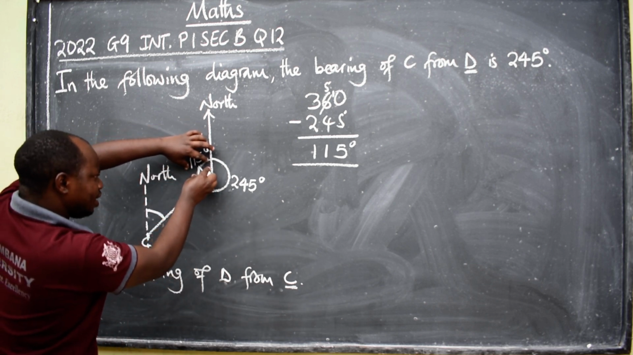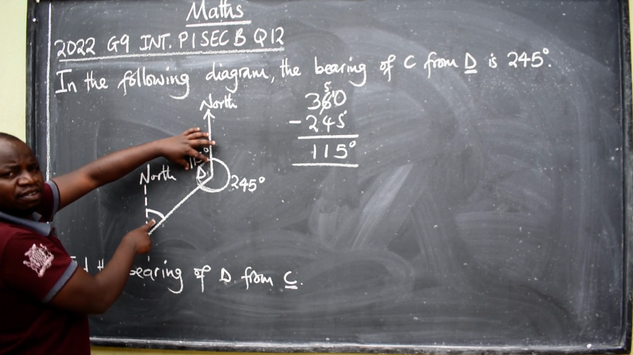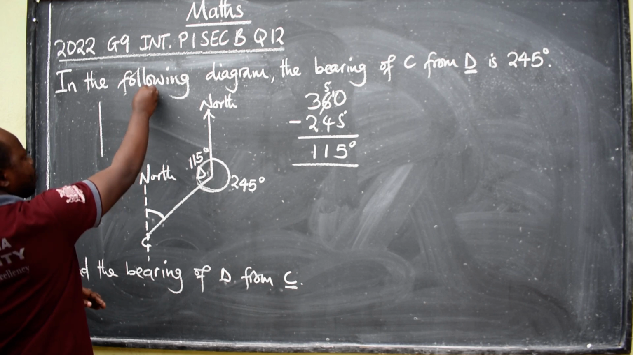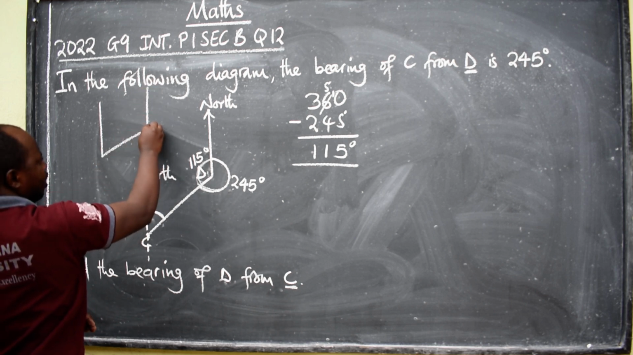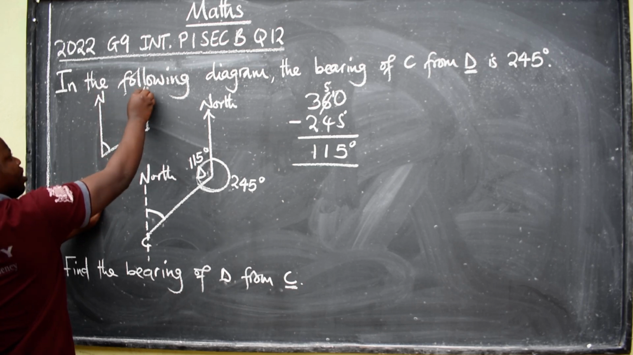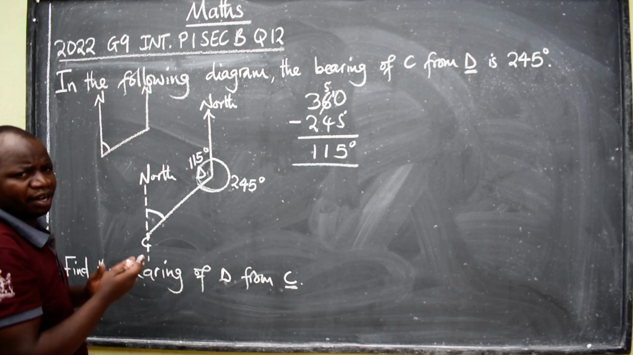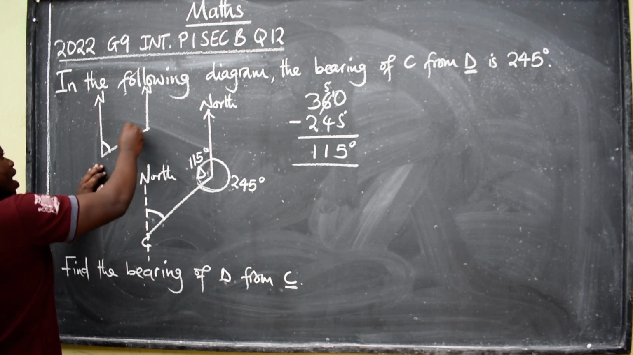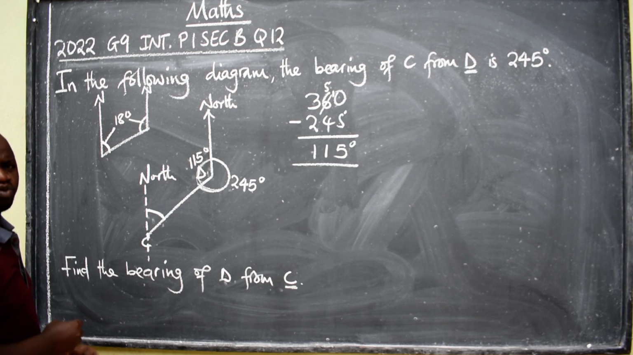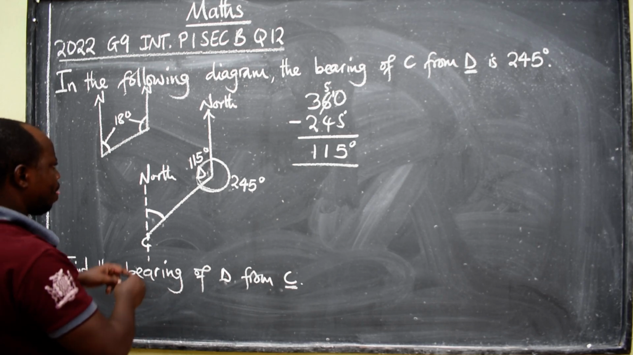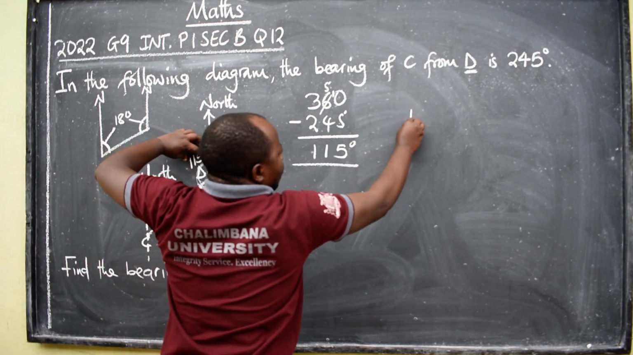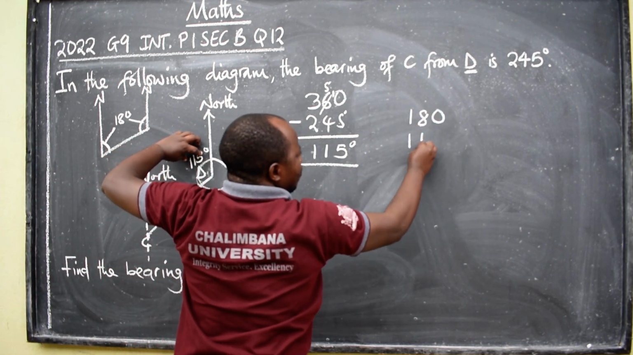Now that I know this angle, it will be easy for me to find this angle, because we have this concept that you should always know. For as long as this is north, or these two are parallel, then this angle and this angle must add up to 180, these two. So, I've got 115 here. What will be this angle? I'll say 180 take away 115.